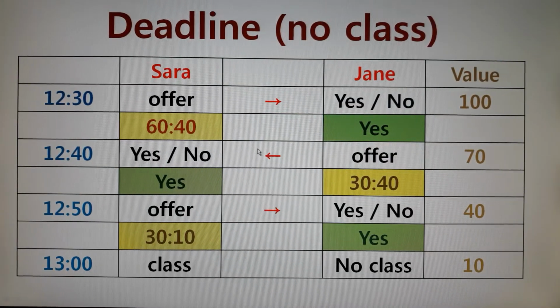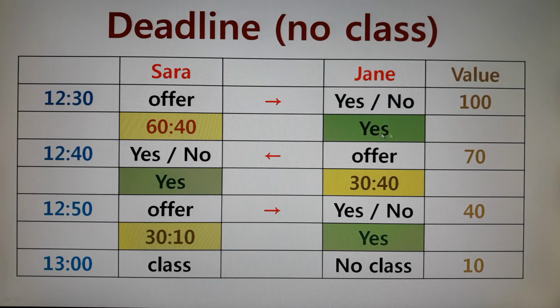How? Jane may tell Sarah, oh, I feel very lucky. Before the negotiation at 12:30, my 1 o'clock class was canceled. If Sarah believes that, Sarah says, oh my God, Professor Han already canceled the class? Now, instead of the 70, I should get 60, and I should give Jane 40, otherwise she will not agree with me. So she would offer her 60-40.